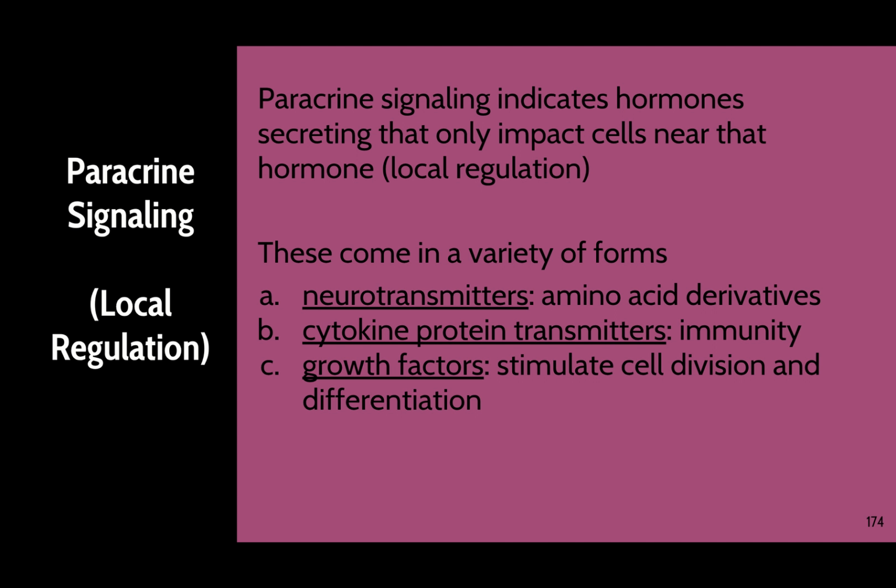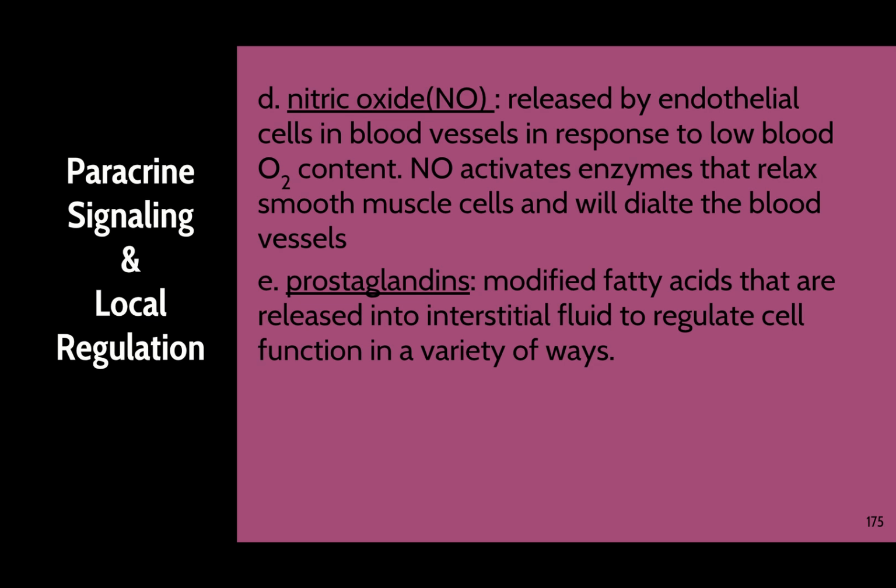So you can have neurotransmitters, which are basically amino acid derivatives that are part of the nervous system response. You can have cytokine protein transmitters, which are proteins involved in immunity that secrete immune responses to nearby cells when they receive a threatening signal. You can also have growth factors. You remember growth factors from learning about plants, and these are going to have very similar effects in human body systems. They stimulate cell division and differentiation during periods of increased growth, like during adolescence.